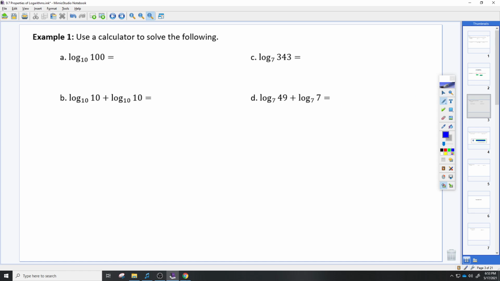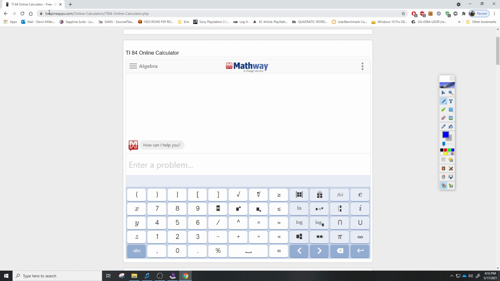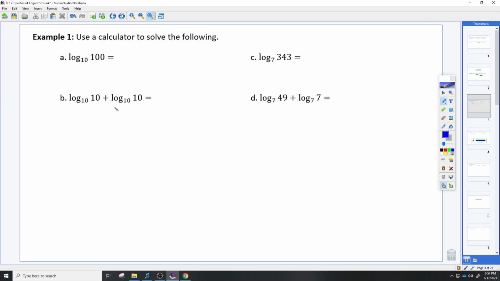Okay, so I'm also going to use the calculator from before, which I posted on Teams. It's this TI Inspire app. This is a TI-84 online calculator, so it's very similar to the one that's in class. I'm going to use this to do some of the logs on here. So it says we're going to use the calculator to solve the following.